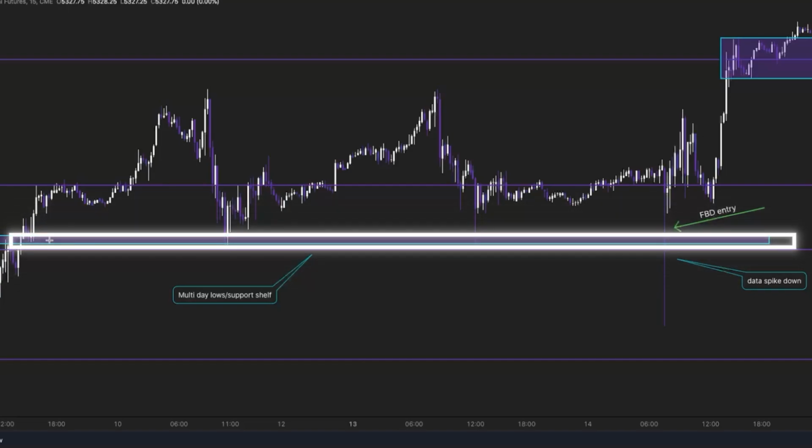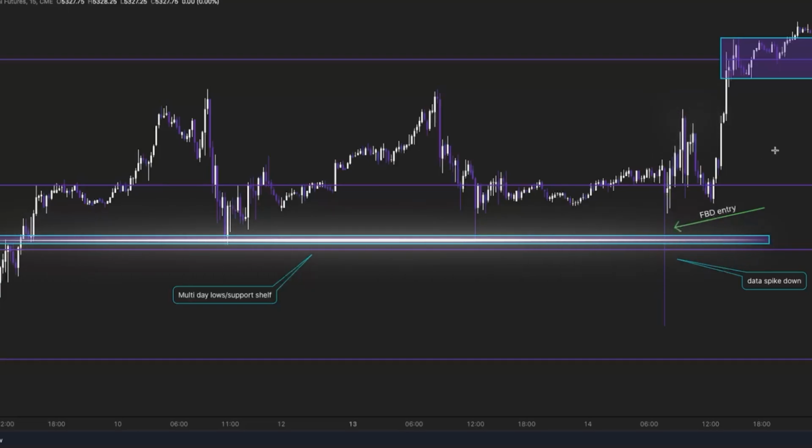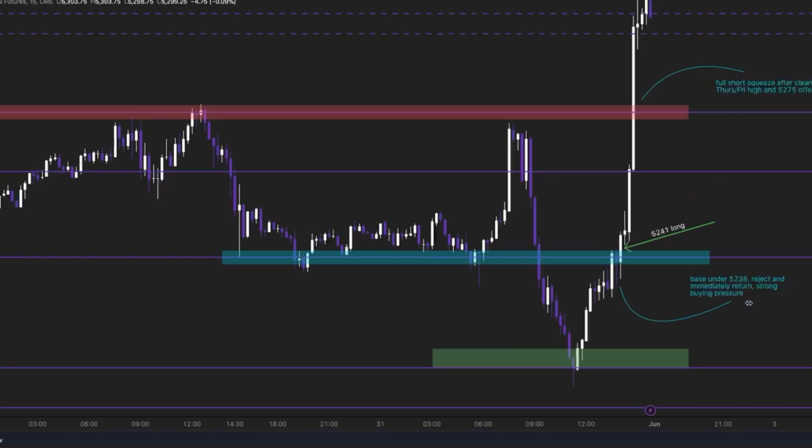If you have a really nice support shelf here and you see price flush this and unable to hold below, sellers are trapped. Now you're immediately watching for price to reverse and reclaim above this level. If sellers cannot keep this area offered, longs chasing, this is going to create a strong momentum move. And again, you want to be going long here, and you want to stay long as you are above this failed breakdown point.